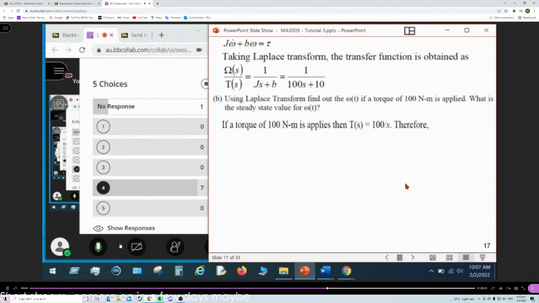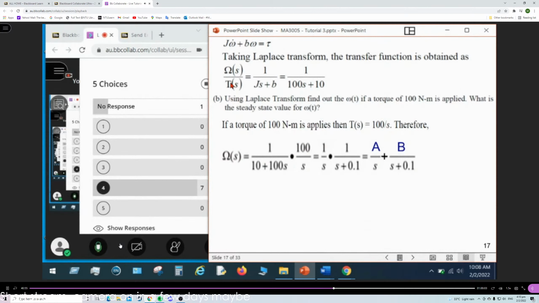How do we do it? We are familiar. Remember, this is our transfer function, right? However, this one means we do have this T s. Because this is a transfer function, omega s over T s. So we need to calculate omega s. T s must be given already, 100. But by using the table, we know that T s is 100 over s. How do we know? From the table, it is 100 over s.